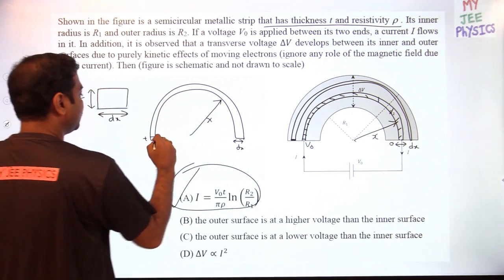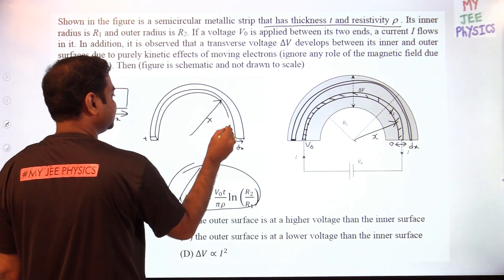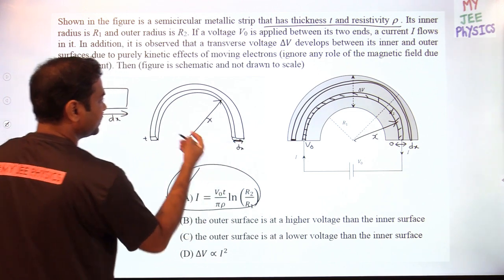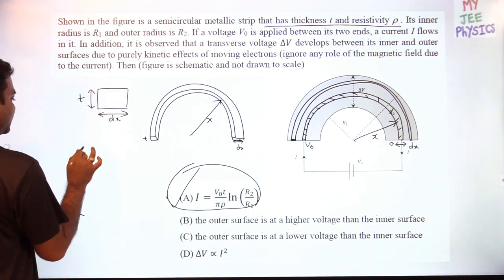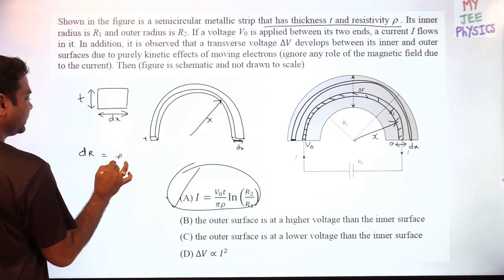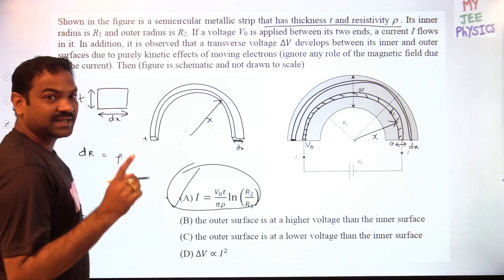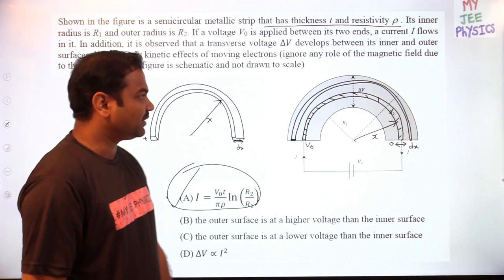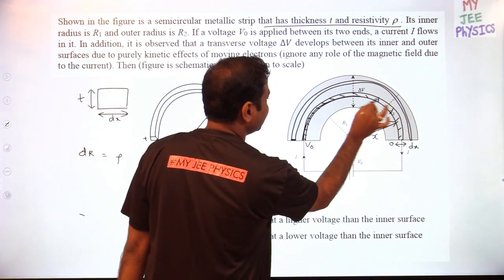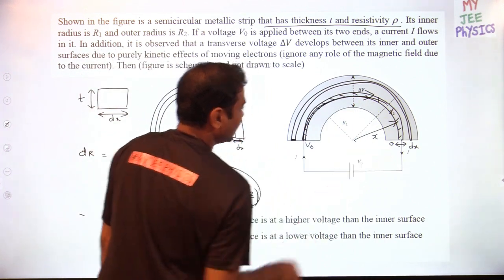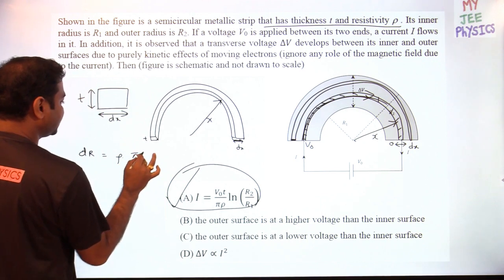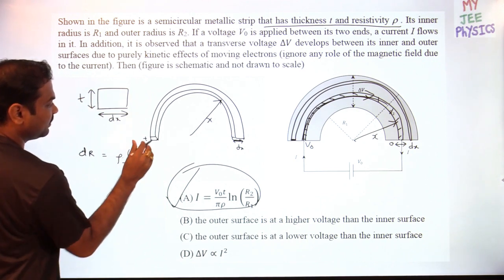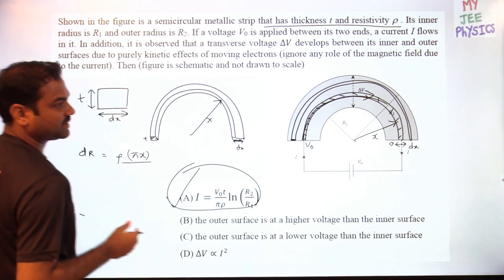Now what is the resistance of this strip? I can write dR is equal to rho into length. Length means the length through which current flows. So the current flows in this direction. Then how much length will it travel? It will travel the length of pi into x, divided by the area across which current flows.